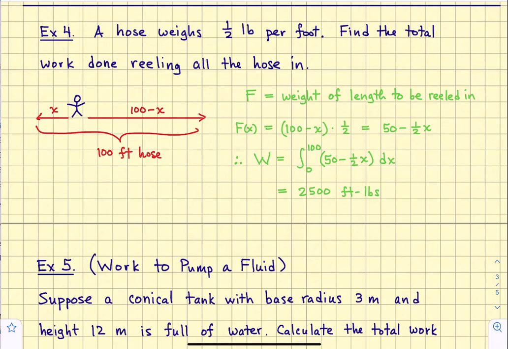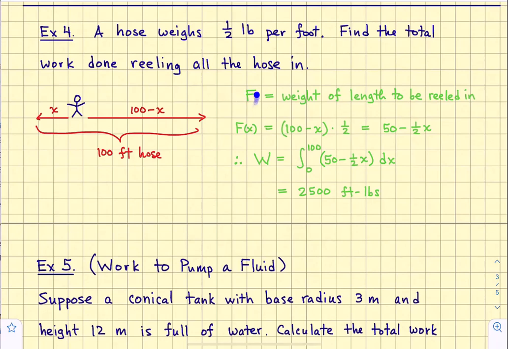So the force here, due to the way the hose is reeled in, is not constant, but rather varies depending on how much hose we've already reeled in. As a simplistic diagram, think of it like this. We have 100 total feet of hose. Let's act like we've already reeled in x of it, where x is going to change. We have 100 minus x that's left to be reeled in.